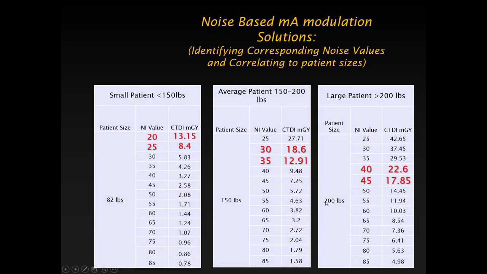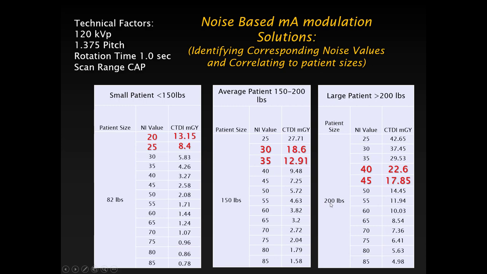So in order to identify what exposure corresponded to a noise value, we took those same 100 patients we showed you earlier and we optimized the technical factors. So we used 120 kV, pitch of 1/4, rotation of 1/2, in the scan range of the chest, abdomen, pelvis. We typed in the noise index value and wrote down the exposure that it would recommend for that given patient size.